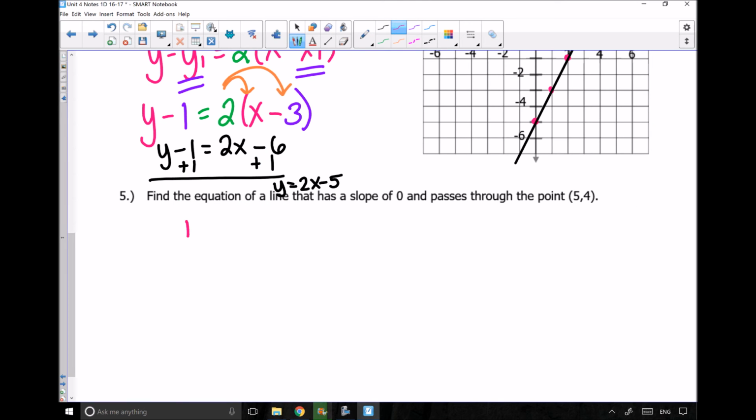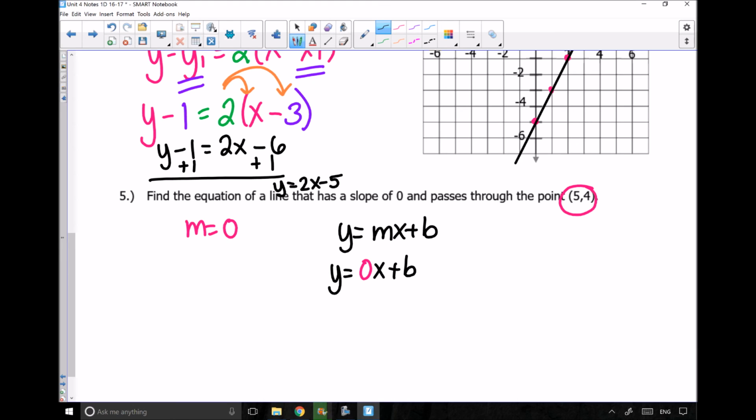Okay, so question number 5 says find the equation of a line that has a slope of 0. So I know that my m equals 0 and that it passes through the point (5, 4). So I'm going to start by using y equals mx plus b because that's always the easiest one for me personally because I know it'll always work. So I'm going to say y equals, and instead of m, I'm going to replace it with 0. So y equals 0x plus b.